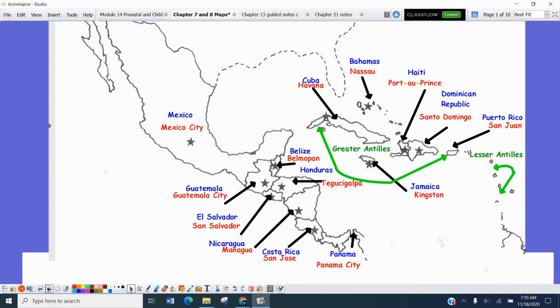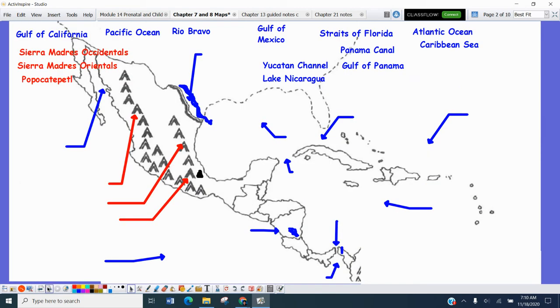All right, that is everything for the political map. We're going to turn the page and take a look at the physical map. On the physical map, anything that is in red is basically talking about mountain ranges or a mountain peak. And if it's in blue, then it's talking about a body of water. So for the purposes of making things easier for labeling, you may want to use the same colors. When we get to the test, that's probably what I'm going to use as well.